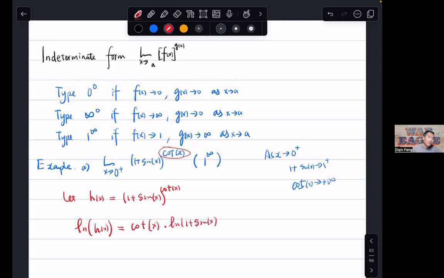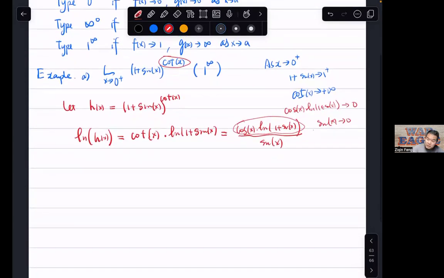Now it's easy to write this as a quotient because cotangent is cosine over sine. You get cosine of x times natural log of 1 plus sine of x, over sine of x. Now you can see that as x goes to 0 plus, the numerator, cosine of x times natural log of 1 plus sine of x, goes to 1 times 0, which is 0. Sine of x also goes to 0, so this is 0 over 0. So this one is easy to evaluate. Let's try to do that.